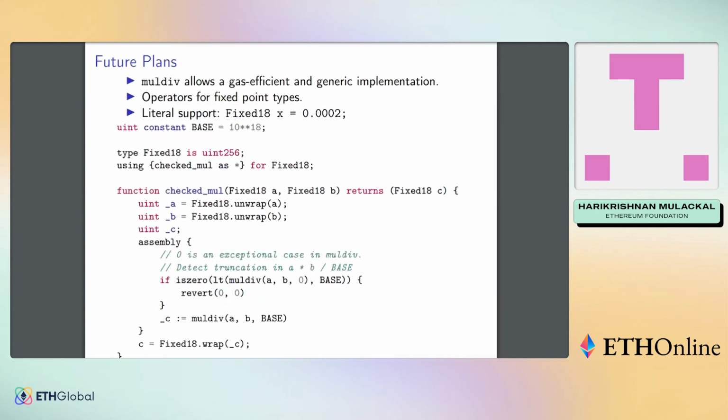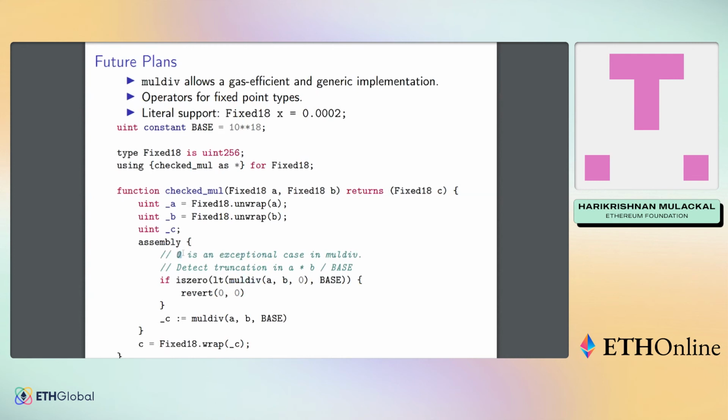And the second step is to implement Muldiv in the EVM, which is probably going to take another hard fork in the EVM. And the third step is going to be implementing operators for fixed point types. This can be done in whichever order we want. So just to give an idea of how operators would look like, here is how the checked multiplication in fixed point numbers would look like if we have Muldiv in the EVM.